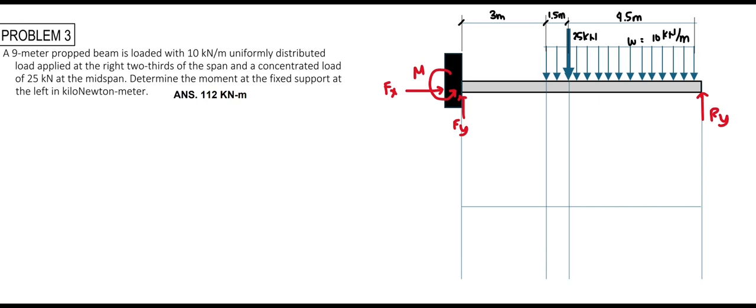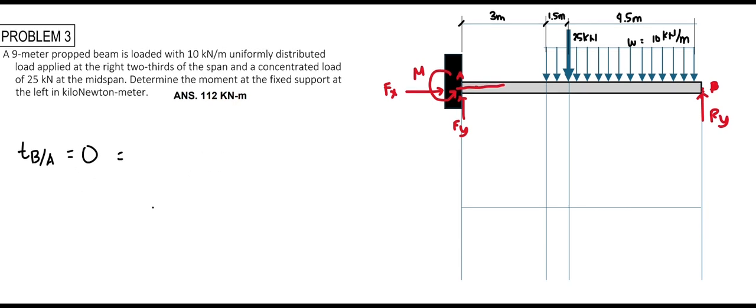Now, the best way to solve this problem is to use the area moment theorem. Let's call this point A, and this one is point B. Since point A is just a fixed support, the tangent line produced at point A is just a horizontal line, and notice that it will coincide with point B. Using the area moment theorem, the tangential deviation at point B relative to the tangent drawn at A is equal to 0. The formula for the tangential deviation is equal to the moment of the area of the moment diagram between A and B.